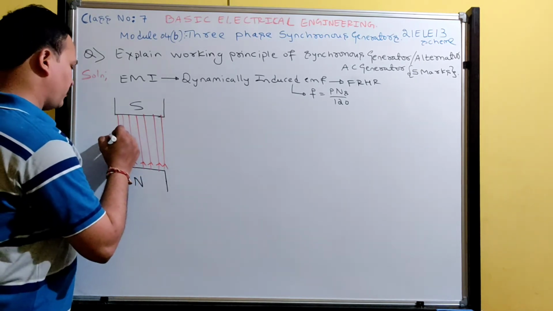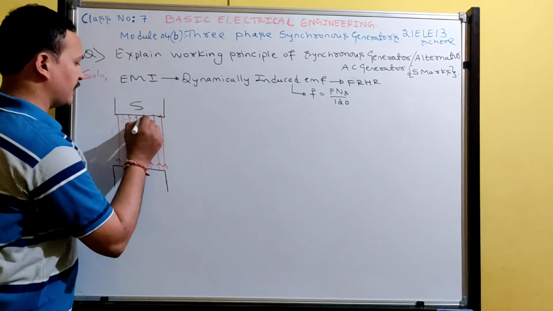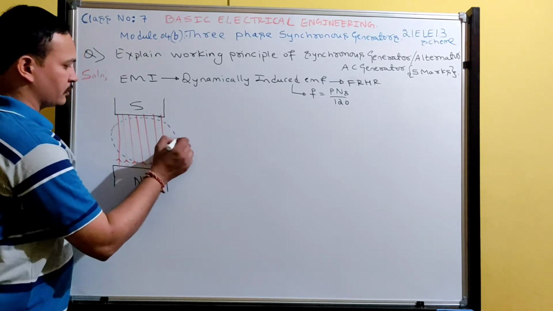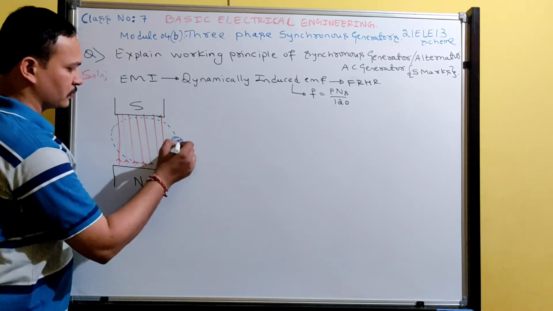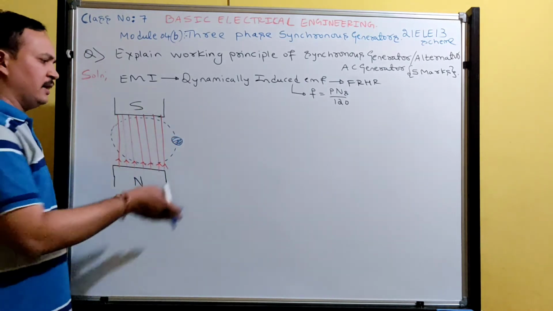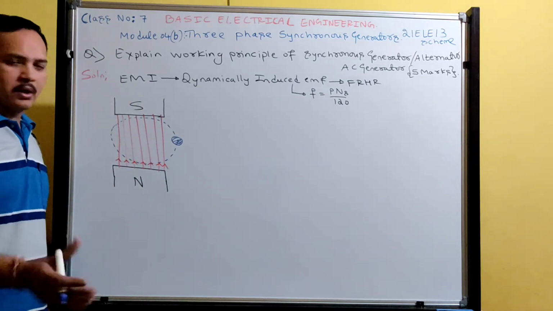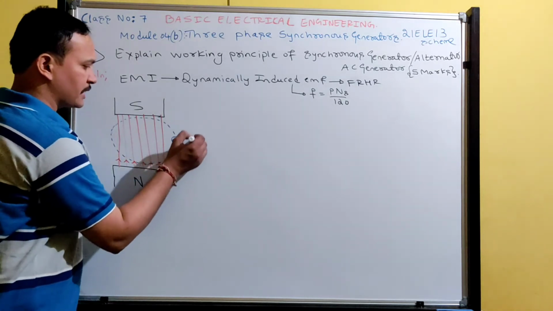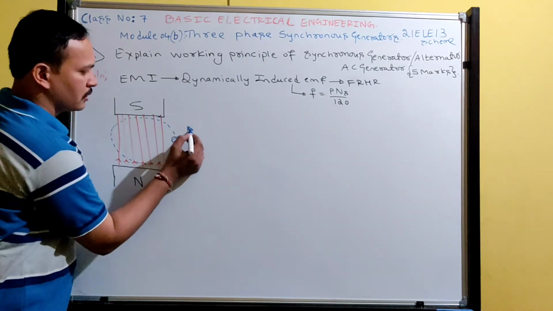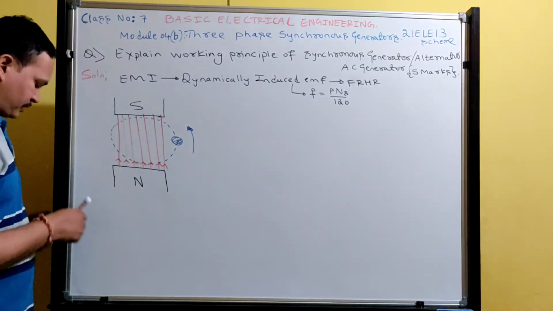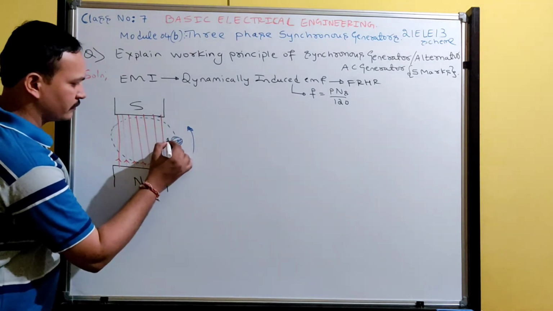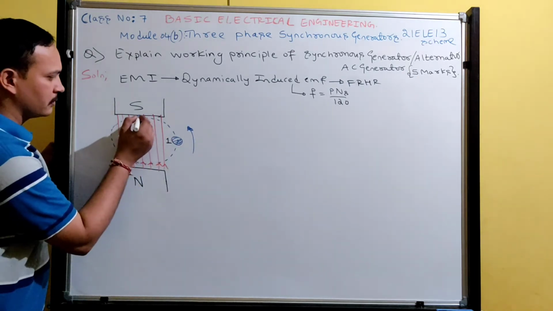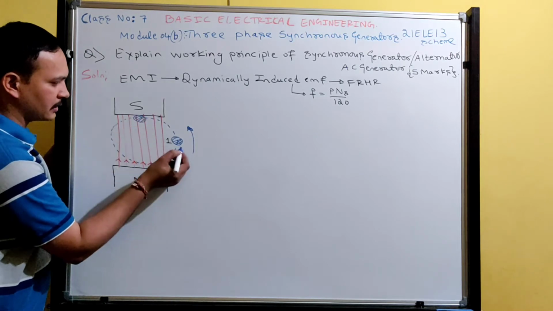Now, for understanding purposes, I am taking one conductor. So this is a conductor, and it is rotating either clockwise or anti-clockwise. You can take anything; for simplicity, I am going to take the anti-clockwise direction. Now it is at position 1. Now rotate this conductor by 90 degrees, then the conductor comes here.